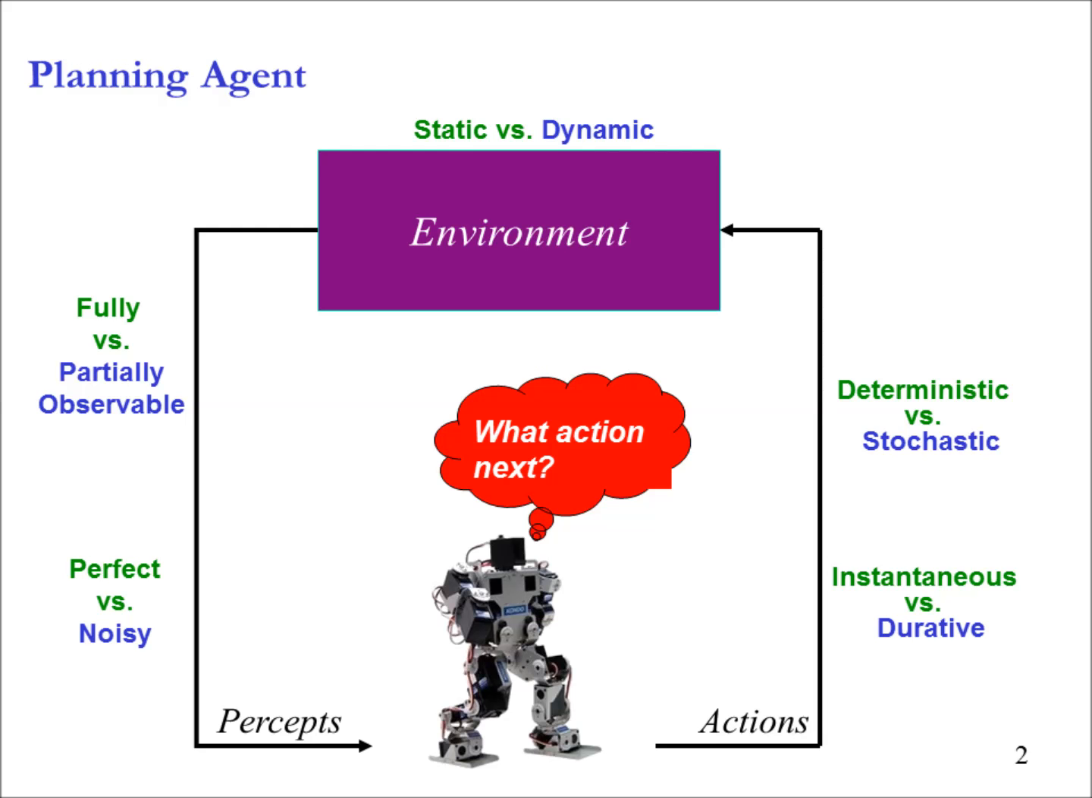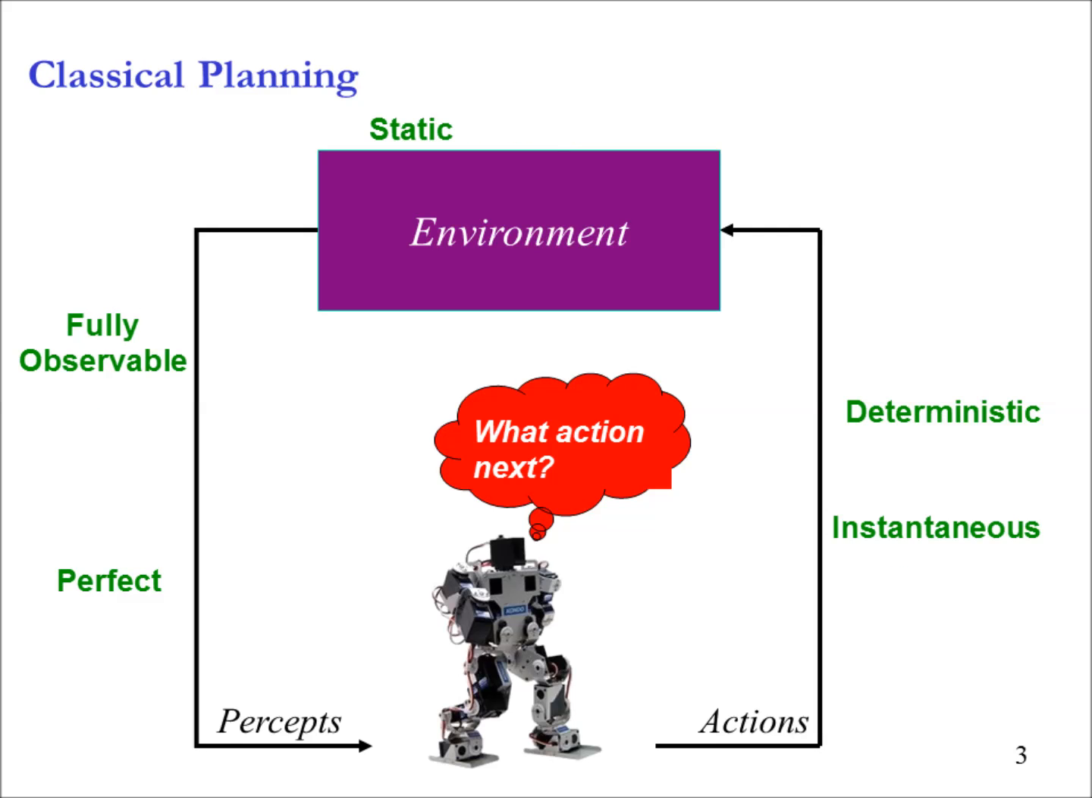So you may have seen this figure by now. You have an agent which is interacting in an environment. This environment may have various characteristics, like it may be static or dynamic. The environment may be fully observable or only partially observable. Sensors may be perfect or noisy. My actions may be deterministic or stochastic. My actions may be instantaneous or may take time.